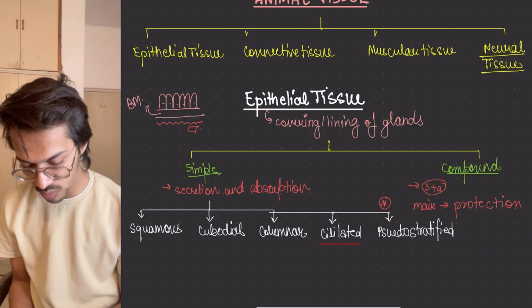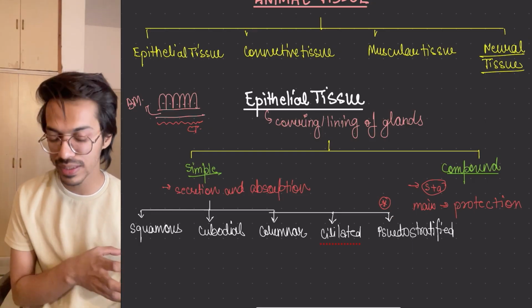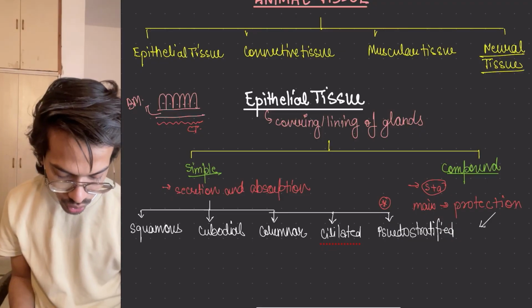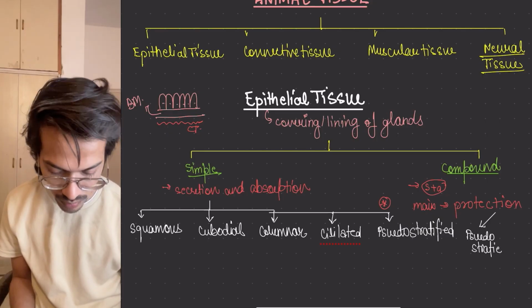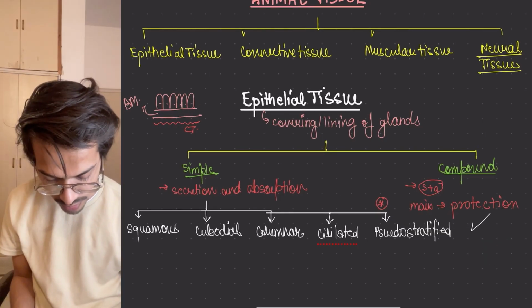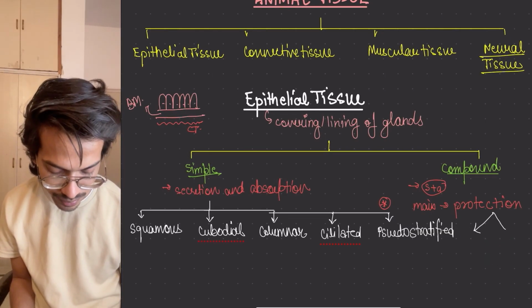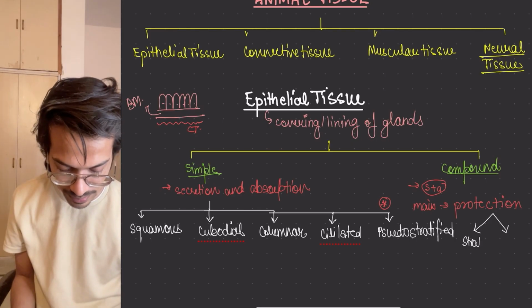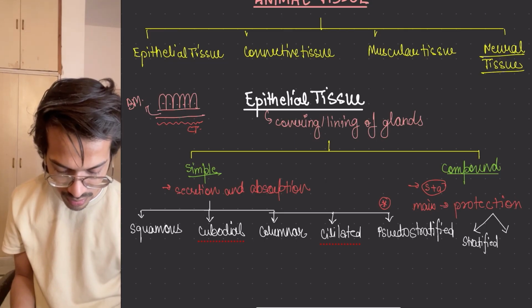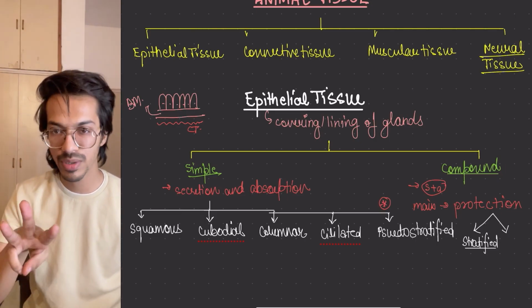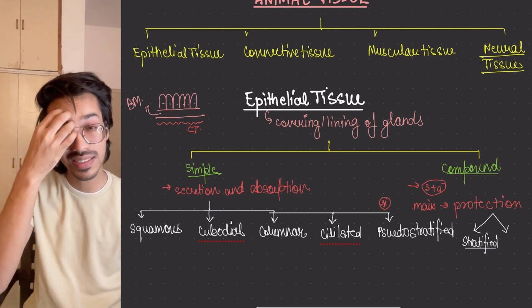So next, in terms of compound epithelium, there are two major divisions. Not pseudostratified, we are not going with this. There are two divisions. One is the stratified kind. Stratified means layers are present, and in this stratified type, they can be squamous, cuboidal, columnar, or ciliated.